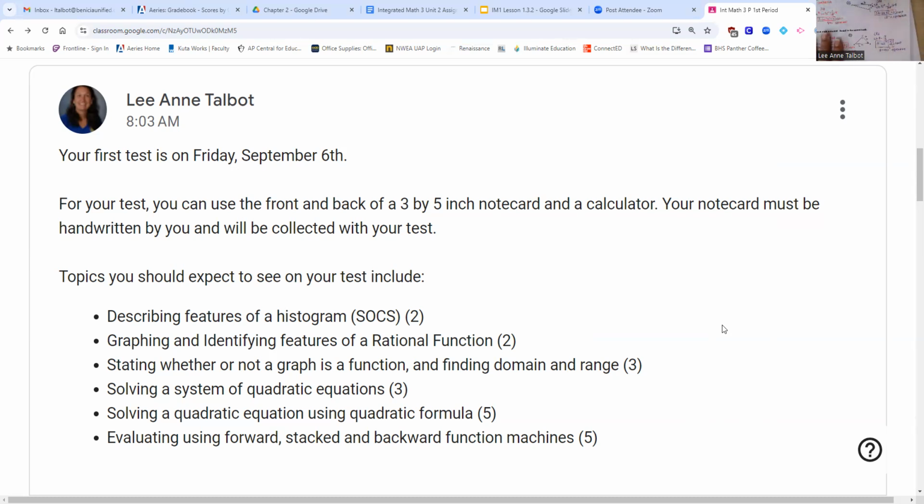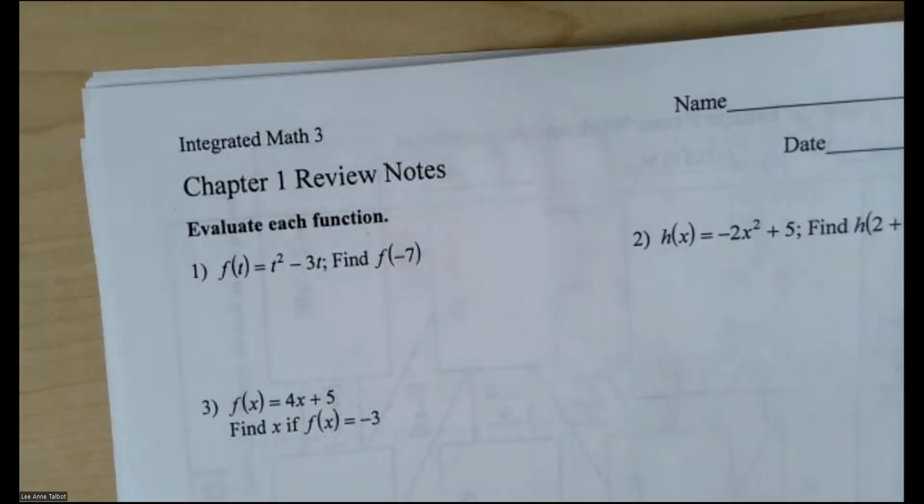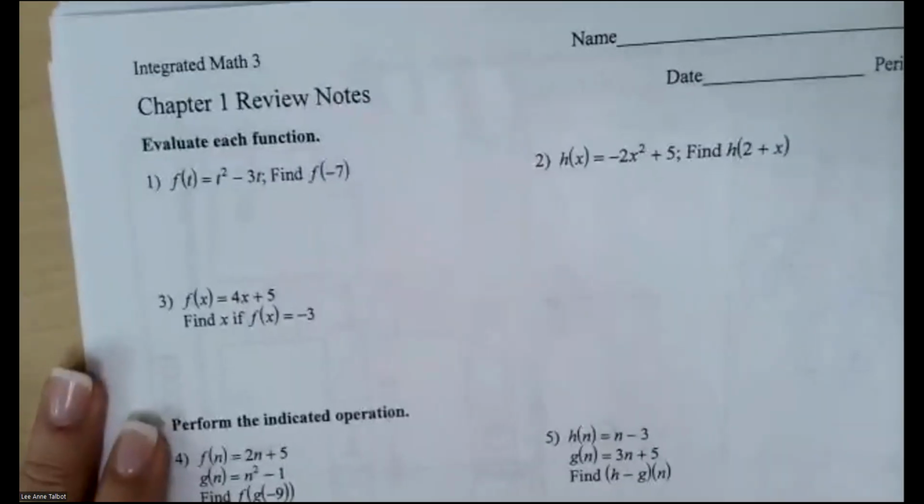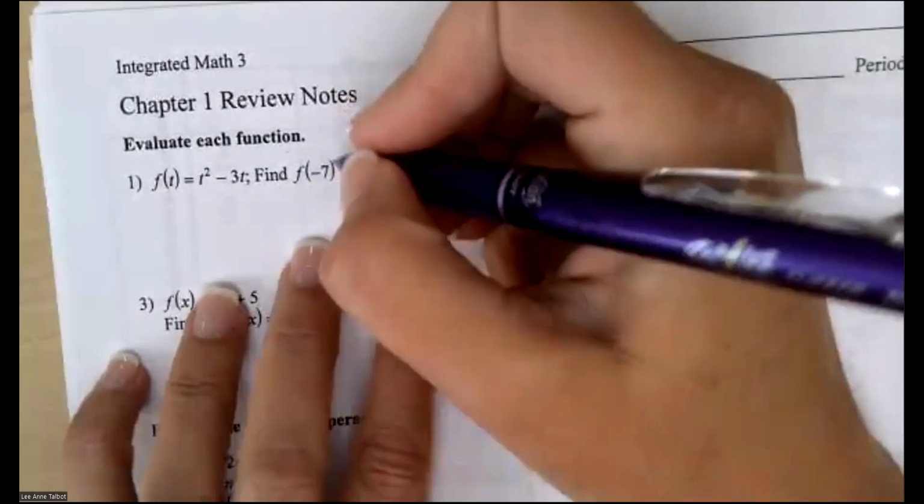What? Of course, but you don't need to. You were supposed to be doing the review assignment. That was the homework. Review notes is in class, but it is okay. All right.